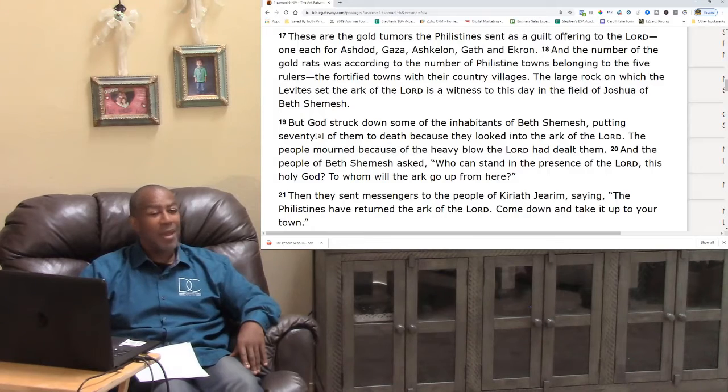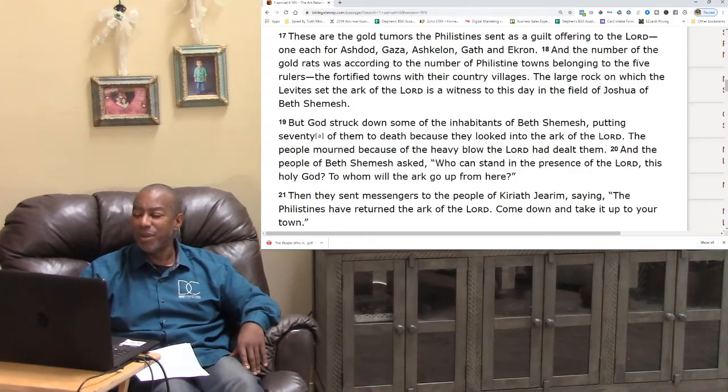The Lord does not play with his ark. The Lord does not play with his covenant. It says, the people mourned because of the heavy blow the Lord had dealt them. And the people of Beth Shemesh asked, who can stand in the presence of the Lord, this holy God? Where will the ark go from here?